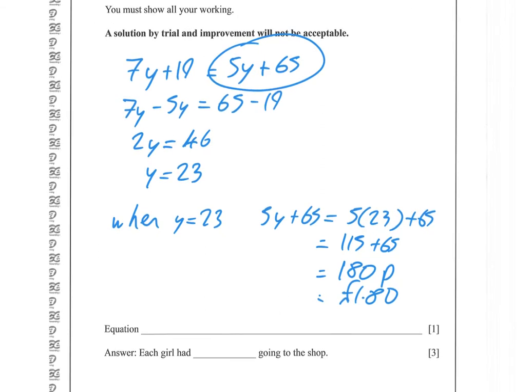So the question then tells you to write down the equation. The equation I put in is the original one we put in: 7y plus 19 is equal to 5y plus 65, and each girl had £1.80.